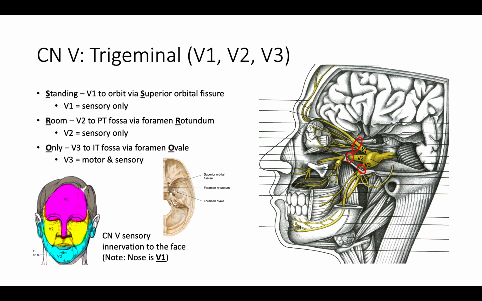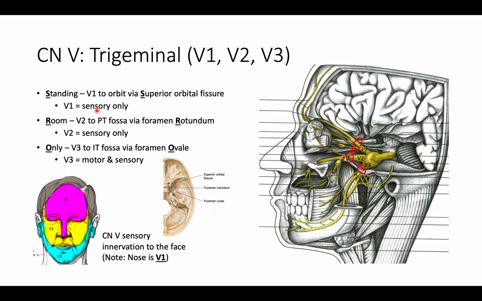Trigeminal. Tri means 3, so there are 3 branches. V1 goes through the superior orbital fissure, standing. So, standing room only. It's providing sensation only. R is room. It goes through the foramen rotundum. V2 travels in the PT fossa through the foramen rotundum, and it's also only sensory.